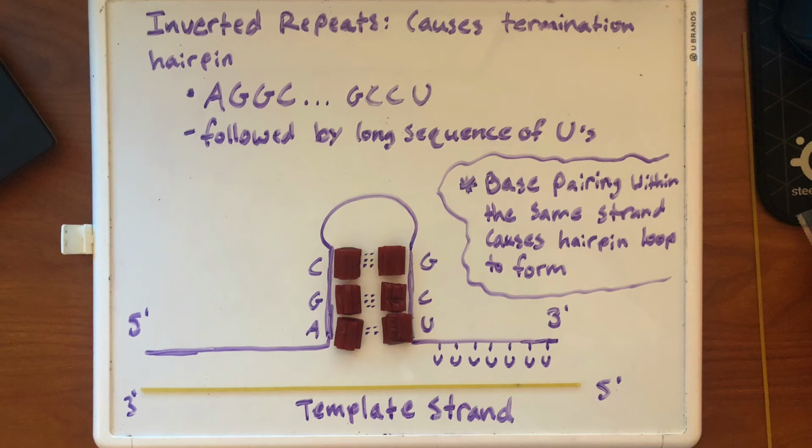Once the RNA dissociates from the DNA, it will terminate transcription. Once terminated, the RNA will go to the ribosome to be made into proteins.